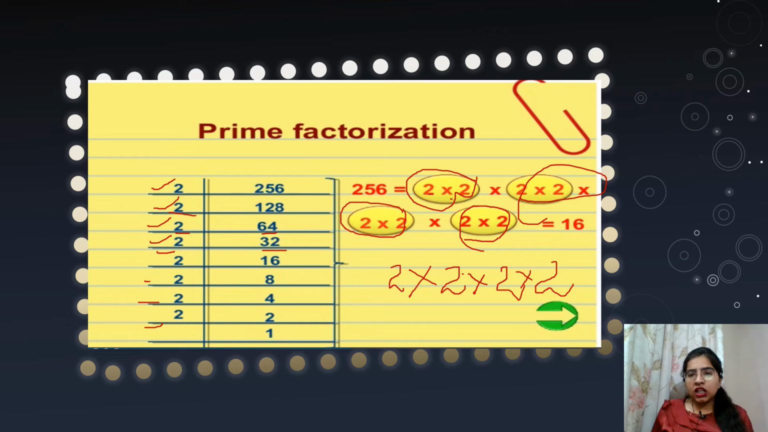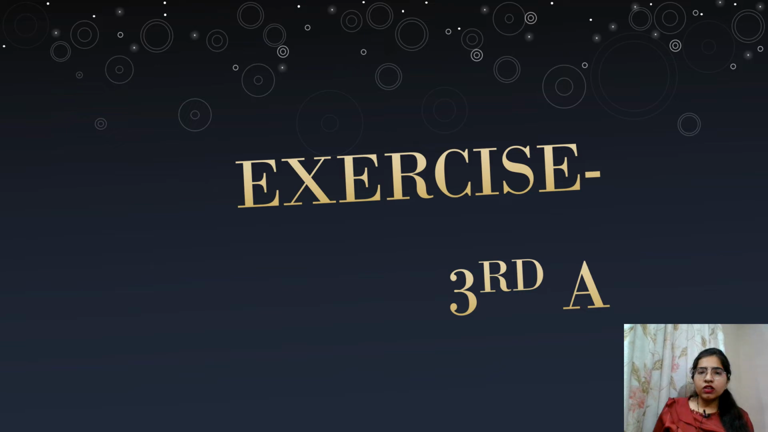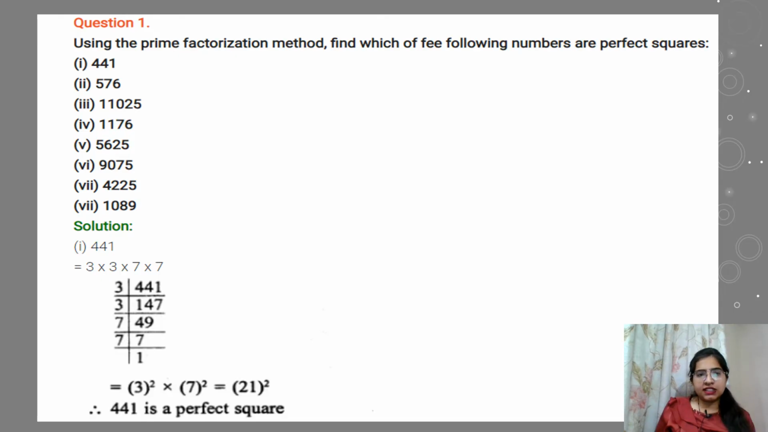So if total are 8, then I get 4 2's. Just multiply it. 2 2's are 4, 4 2's are 8, 8 2's are 16. So 16 is the square of 16 will be 256. Clear? So let's start. This was the introduction. Now we are starting with the exercise.